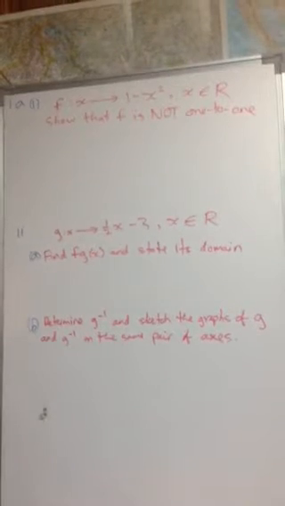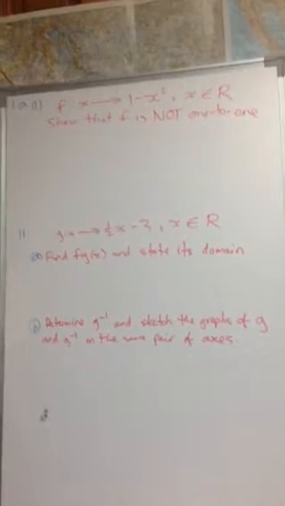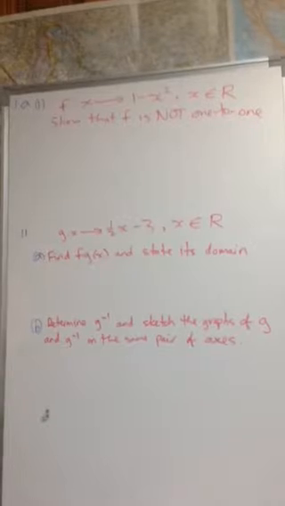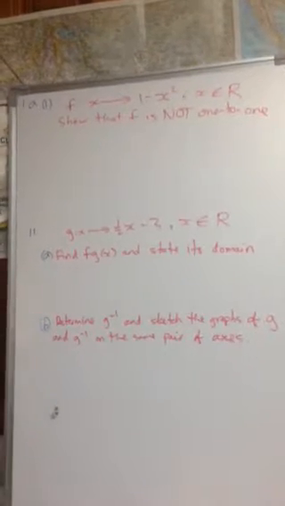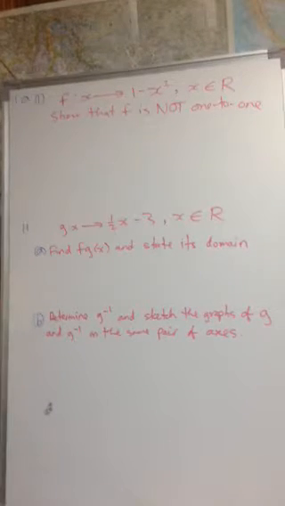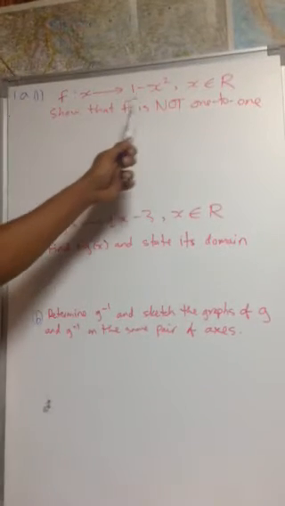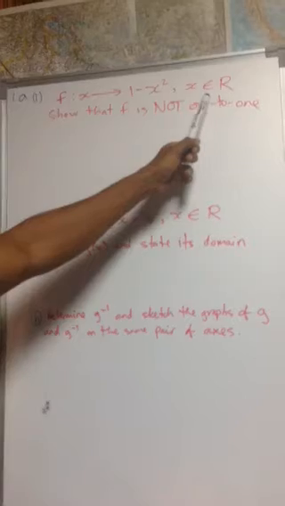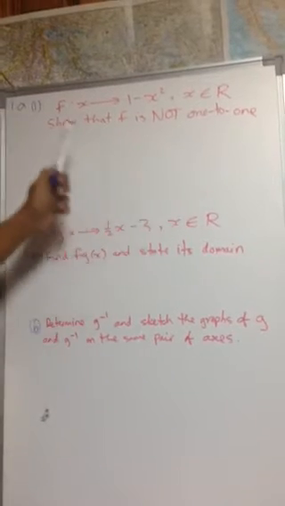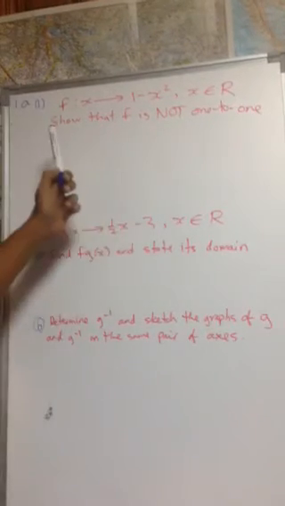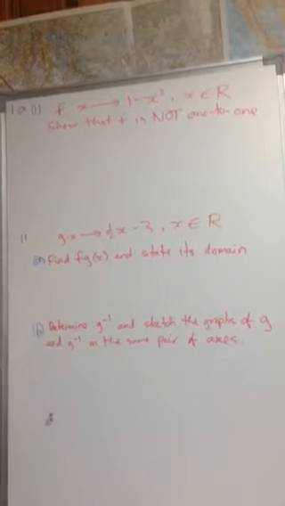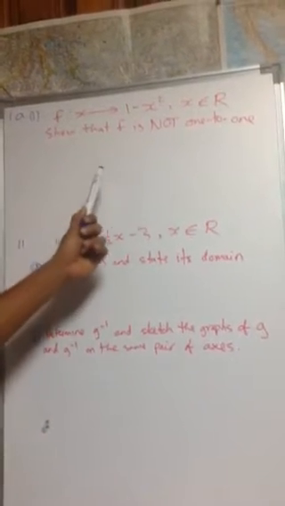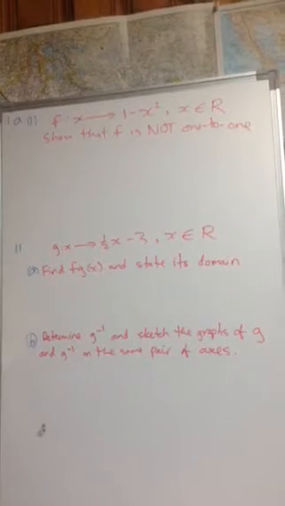This question is taken from a CAPE past paper, May, June 2014, number 1. Part A gives us a function f of x equal to 1 minus x squared defined on the set of real numbers. That means that this function spans the range of real numbers, positive and negative. We are required to show that f is not a one-to-one function.